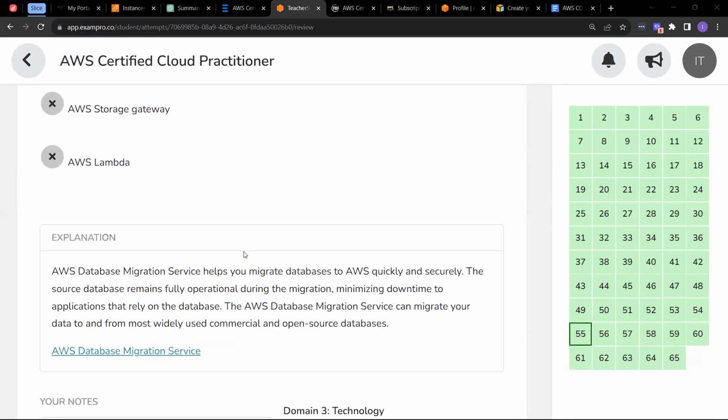Okay. So database migration helps you migrate databases to AWS quickly and securely. So this is for databases, not for data migration in its entirety. And then there is another one. I've forgotten the abbreviation, but there's another one that lifts a database server plus the database. The lift and shift.